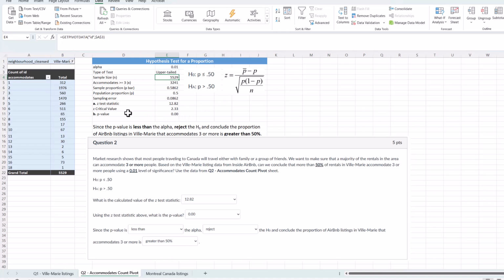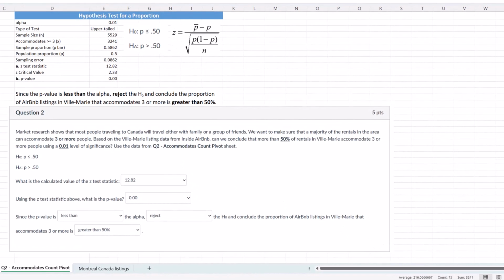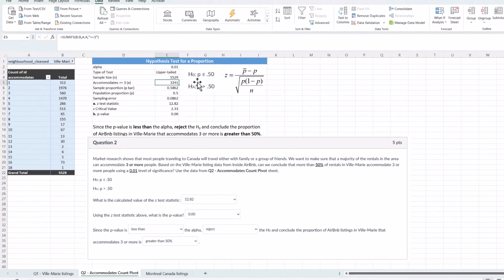I'm going to show you how I did that in that quiz: we just highlighted from 3 to 18, and we can see down here on the bottom that the sum is 3241. So I'm going to plug in 3241 for X. We're going to calculate our sample proportion again, which is simply X divided by N, or 3241 divided by 5529. Finally, we need to identify our population proportion, or p. This is the hypothesized population proportion, and that is going to be 0.50.